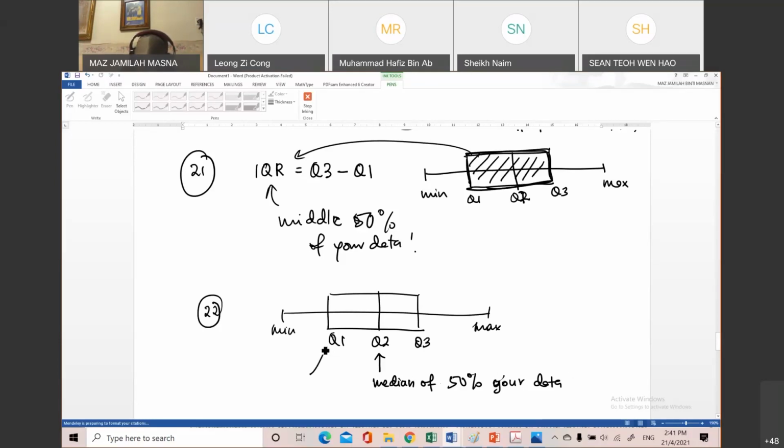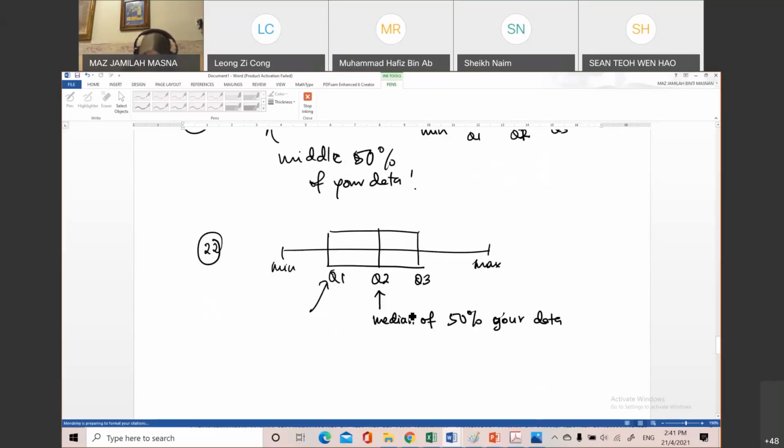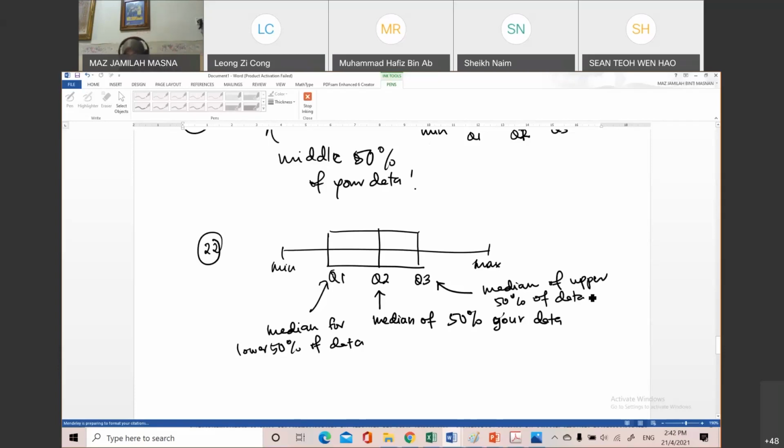And this Q1 is what? As I mentioned just now, Q1 is the median of the lower 50% of data, and your Q3 is the median of the upper 50% of your data. Okay, understood class? So that would be question number 22.